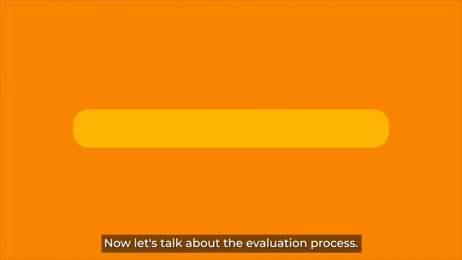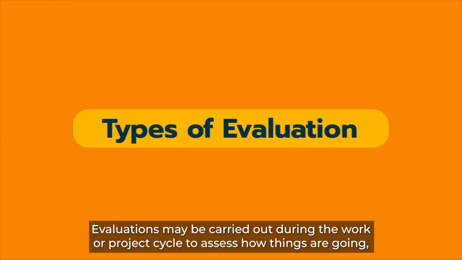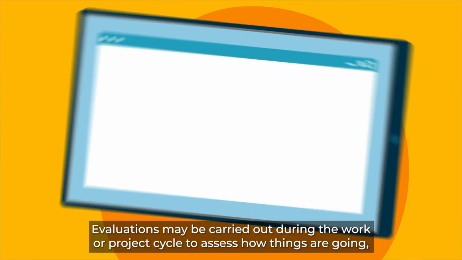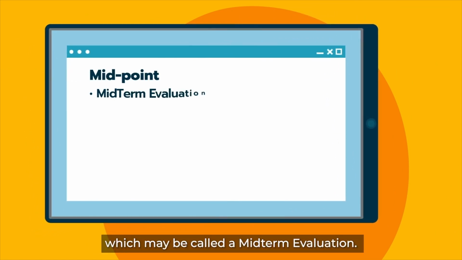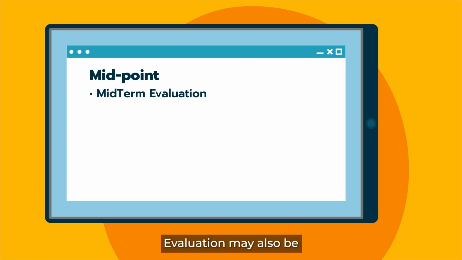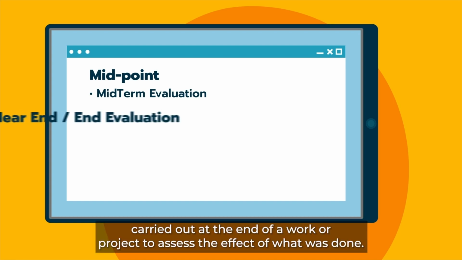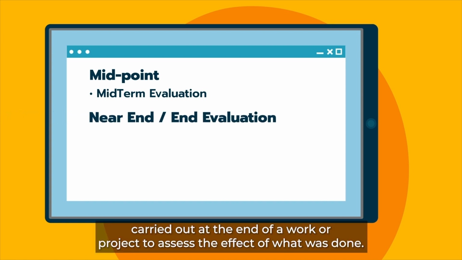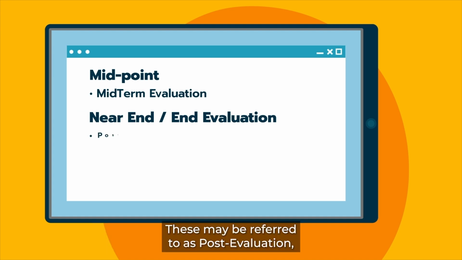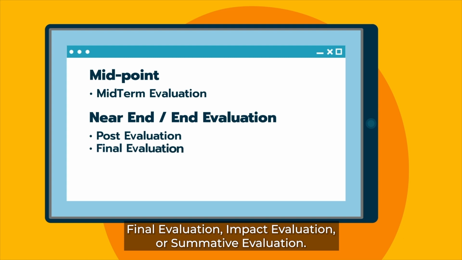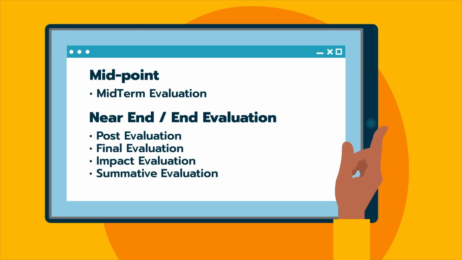Now let's talk about the evaluation process. Evaluations may be carried out during the work or project cycle to assess how things are going. For example, at a midpoint, which may be called a midterm evaluation. Evaluation may also be carried out at the end of a work or project to assess the effect of what was done. These may be referred to as post-evaluation, final evaluation, impact evaluation, or summative evaluation.